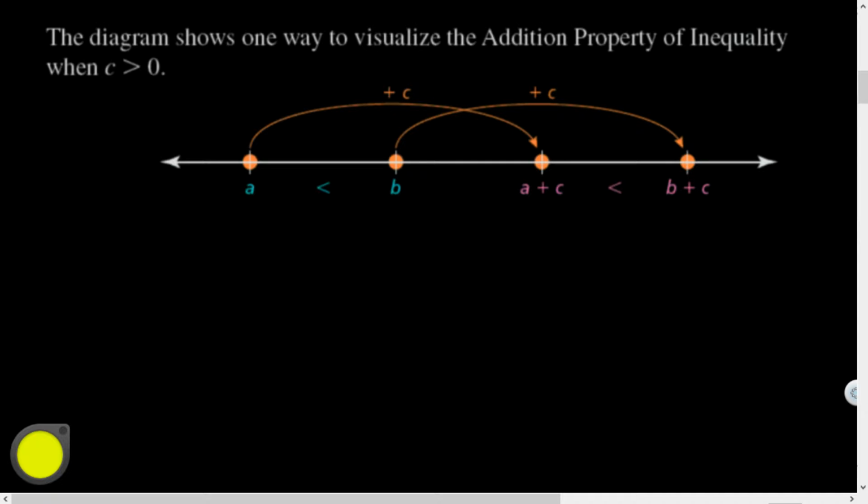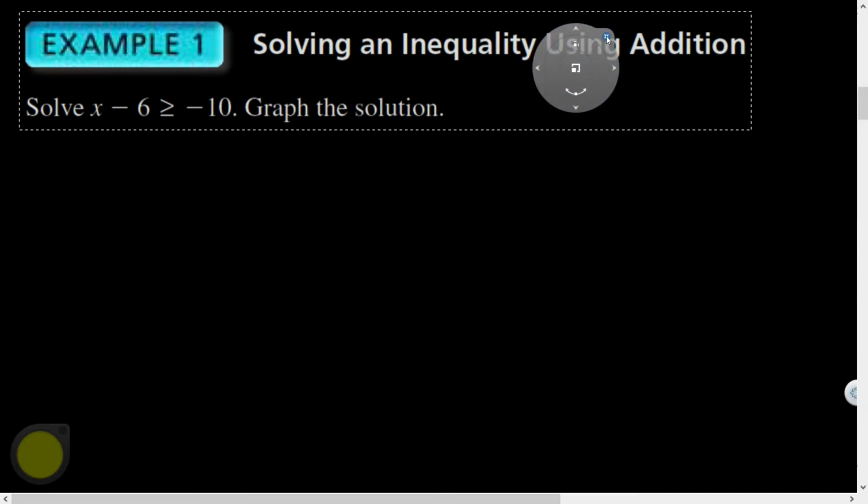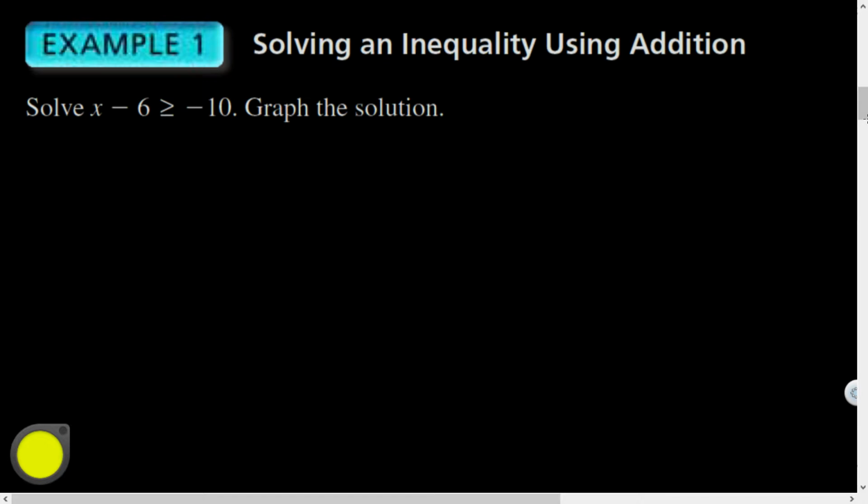Let's actually put this to work, friends, because this is what we came to do. I came to solve inequalities and chew bubblegum, and I'm all out of bubblegum.